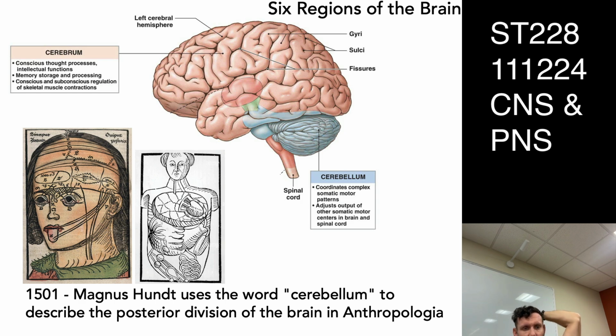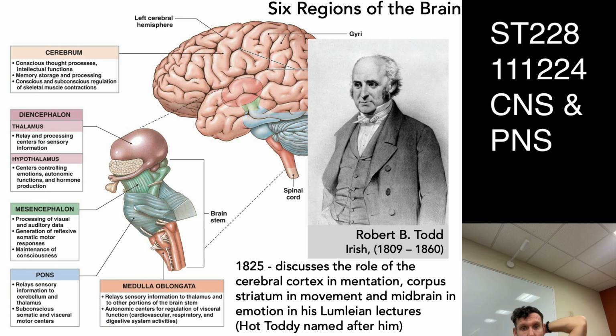So anyways, later in the early modern era, Magnus Hund uses the word cerebellum, like little cerebrum, to describe the posterior portion of the brain in his book Anthropologia. We'll talk about him a little bit more later. Interesting character.